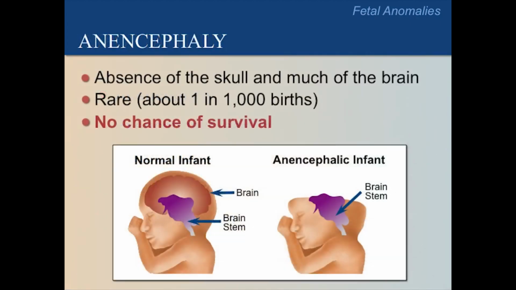First, we will discuss anencephaly. Anencephaly is a condition in which the skull and much of the brain is missing. This is very rare. There is no chance of survival for the fetus. The cause is unknown. A fetus with anencephaly appears similar to the image on the right, which lacks a brain and part of the skull.